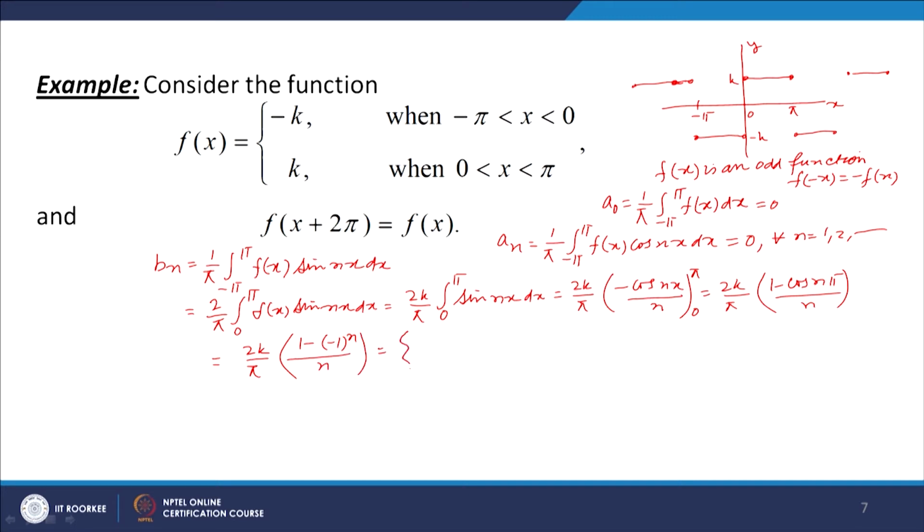So, if n is even, this will be 1 minus 1, so 0 if n is an even integer, and this will be equal to 2 if n is odd. So, we get 4k over n pi when n is an odd integer.